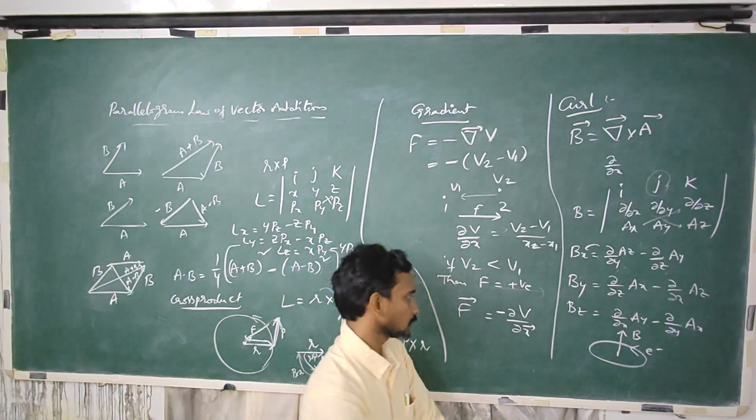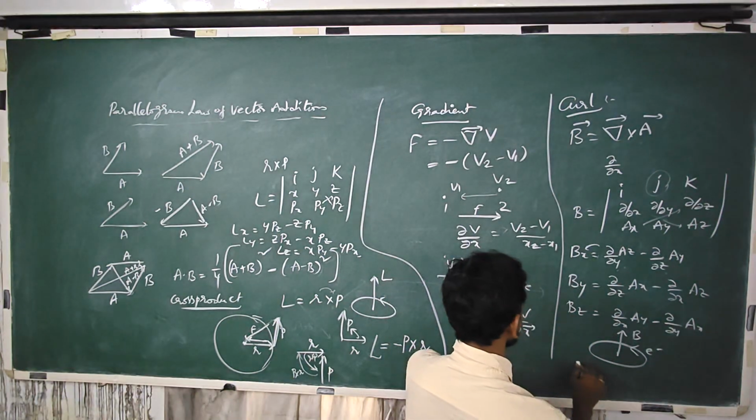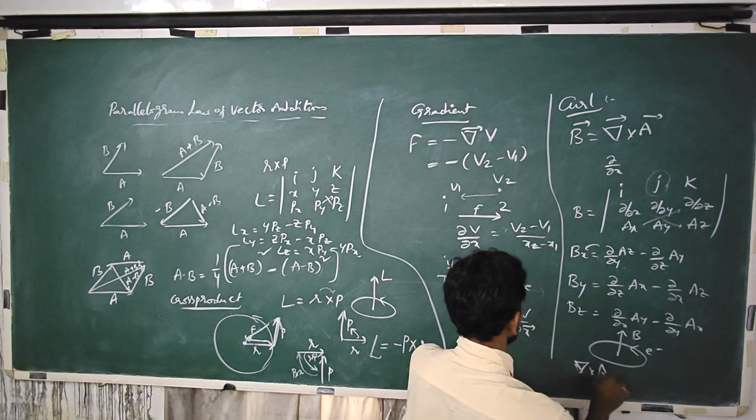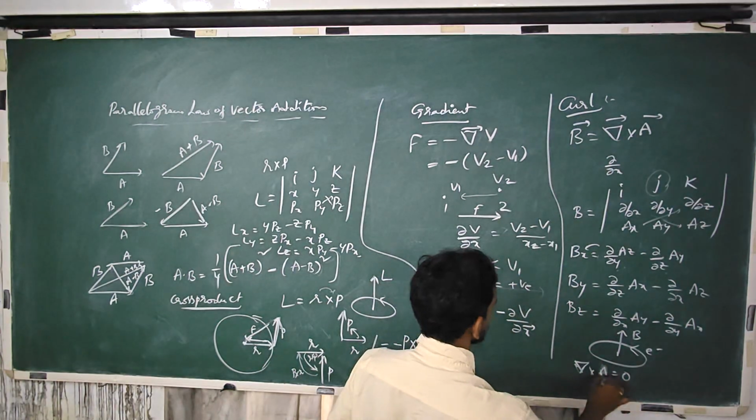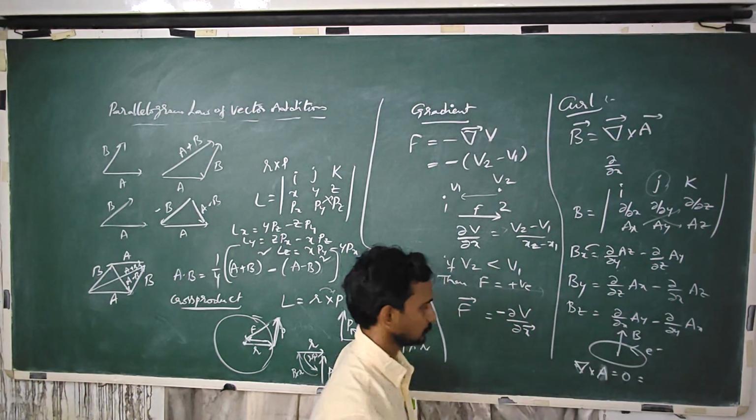So when curl is 0, when the curl of some physical quantity is 0, that means what?